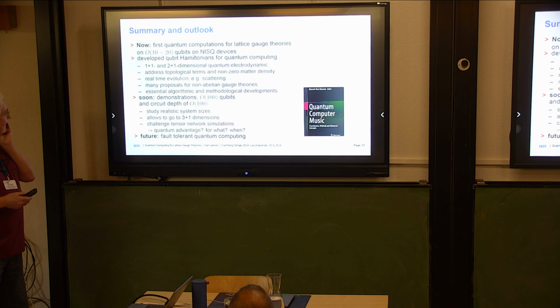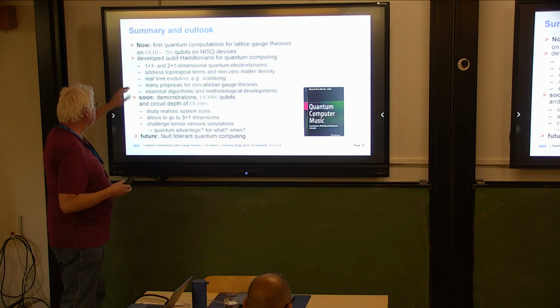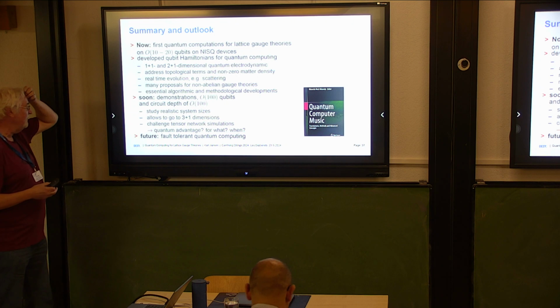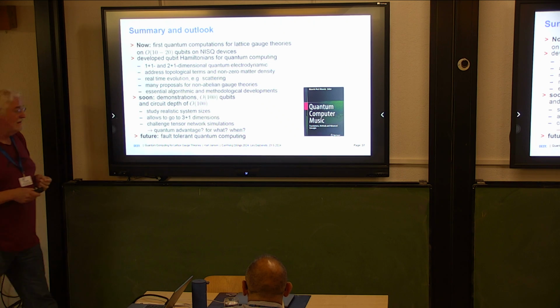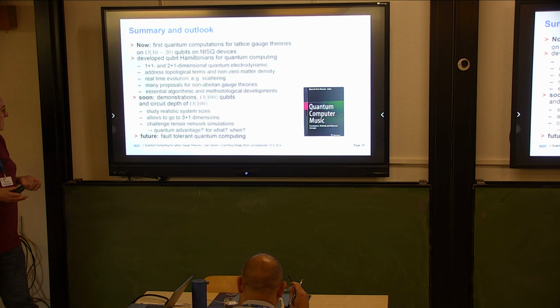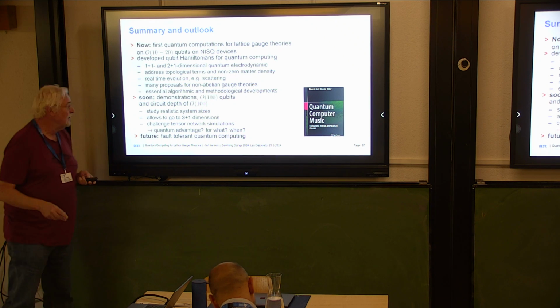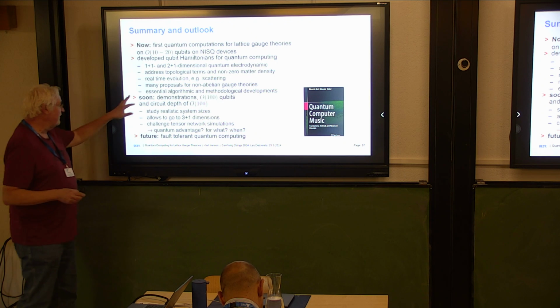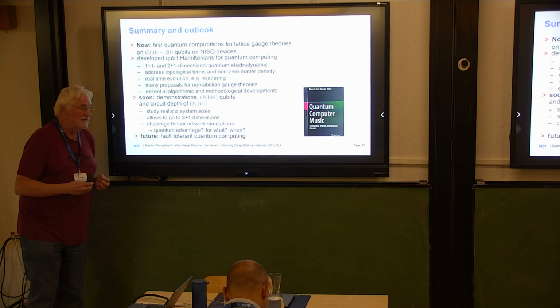My summary would be that at the moment we are really doing first quantum computations for lattice gauge theories on the order of 10 to 20 qubits on these devices. We are doing this in 1+1 and 2+1 dimensional QED, for example. We can address topological terms and non-zero matter density. We can do real-time evolution like scattering processes. There are many proposals for non-abelian gauge theories, and I will be curious which one will be the winner. And we are also performing really essential algorithmic and methodological developments to make quantum algorithms better.